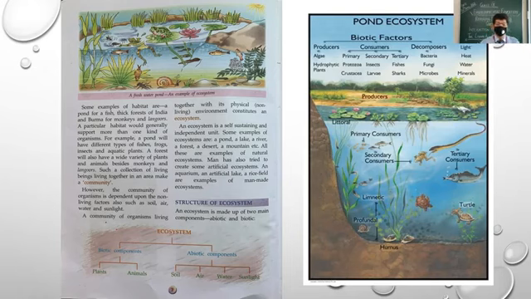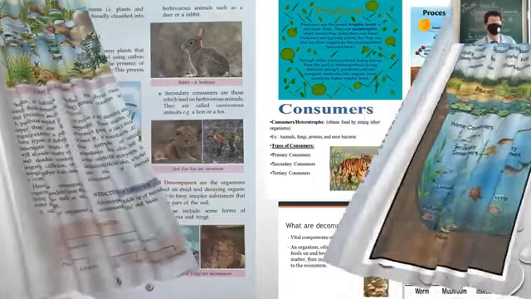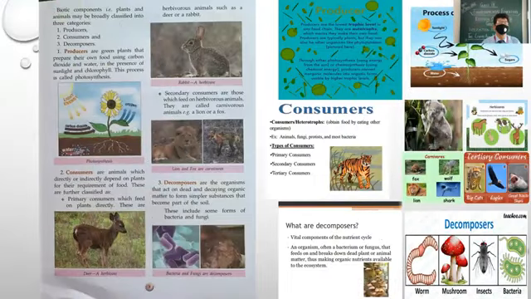Okay, the structure of an ecosystem. An ecosystem is made up of two main components, that is abiotic and biotic, as given in this picture on your right. Now biotic components, that is plants and animals, may be broadly classified into three categories. The first one, producers, second one is consumers, and the third one, the decomposers.